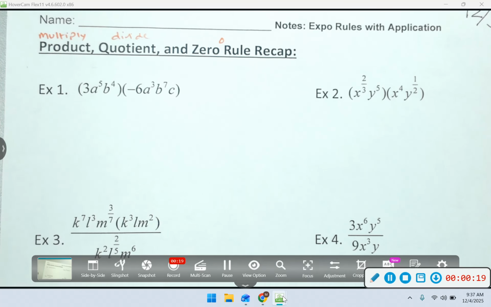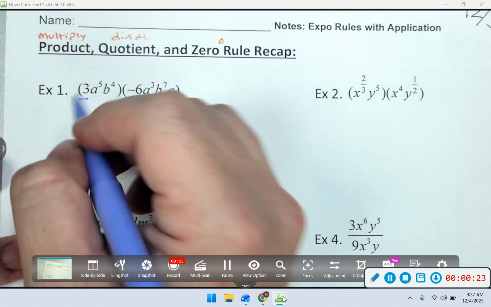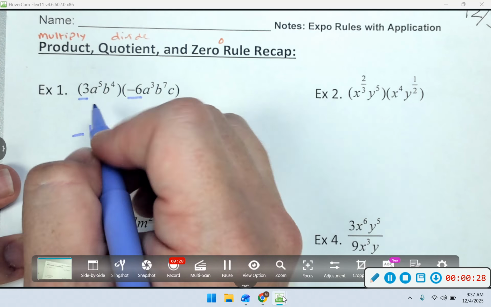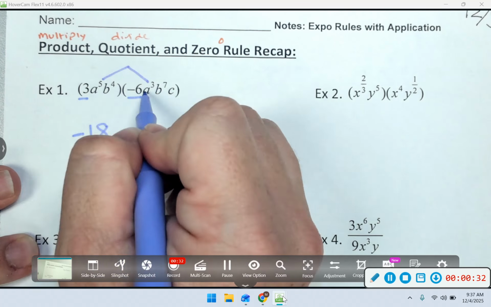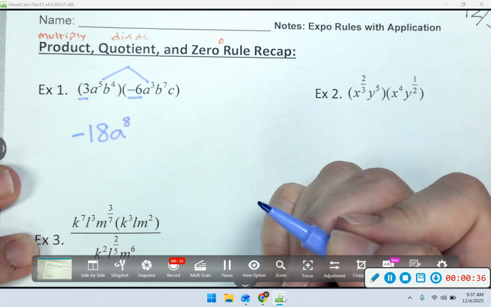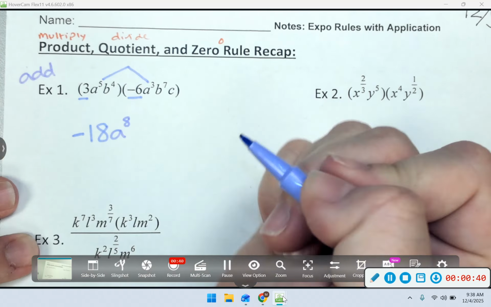Our first one we're going to talk about is the product rule. Remember, our coefficients we treat like normal, so 3 times -6 is -18. But our exponents we add. A and A have to have the same base, which is the letter. So 5 plus 3 is 8, so I have A to the 8. Remember, we add exponents when we multiply.